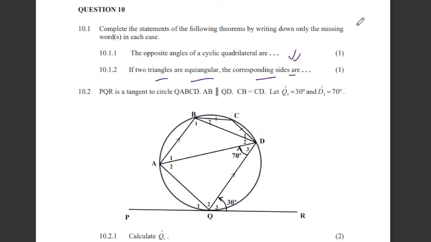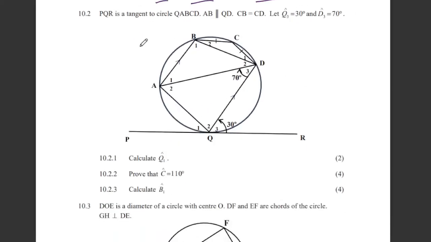10.2 they are telling us that PQR is a tangent to the circle. Okay, there is a tangent. Pay attention to the word. Then we have parallel lines. That is also relevant. We have equal sides. And then Q3 is a 30, and then D3 is a 7. Guys, we don't just give information for fun. Whatever we say has some bit of relevance.